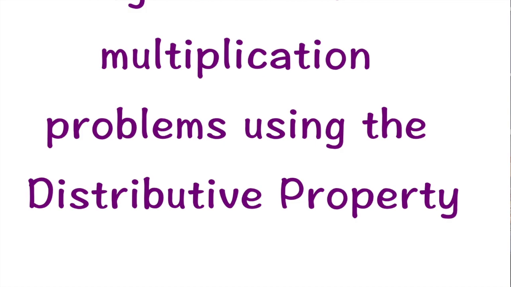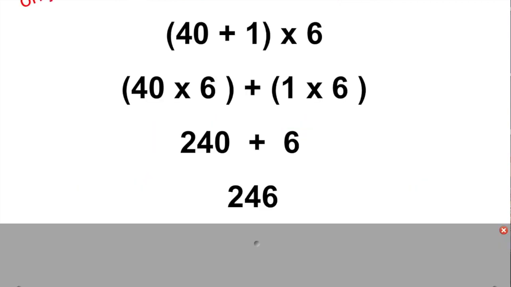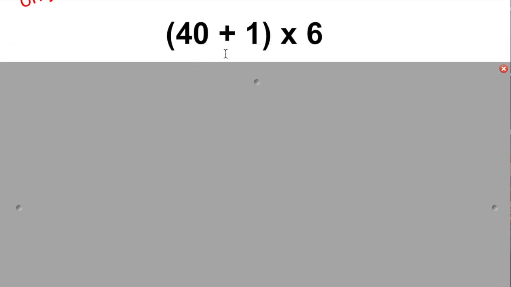Learners, the objective of the day is to solve multiplication problems using the distributive property. Watch this only so you can see all the steps of the distributive property. We're going to solve the problem 41 times 6. In order to distribute the 6, we need to begin by taking the 41 in expanded form. 41 is the same thing as 40 plus 1.